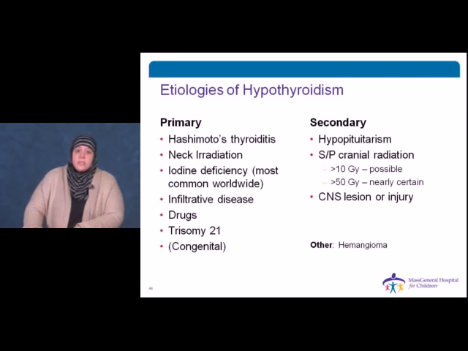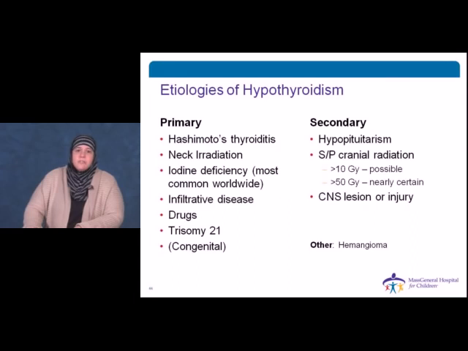Trisomy 21 is associated with a higher risk of hypothyroidism, as we'll discuss, and of course congenital hypothyroidism, which I'll discuss separately. Secondary hypothyroidism is less common and is caused most likely by hypopituitarism. In addition, any child who has a CNS lesion or injury, or has been treated for such with cranial irradiation, may develop secondary hypothyroidism due to pituitary dysfunction.